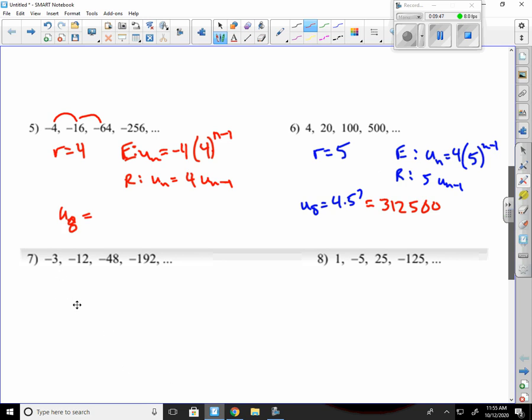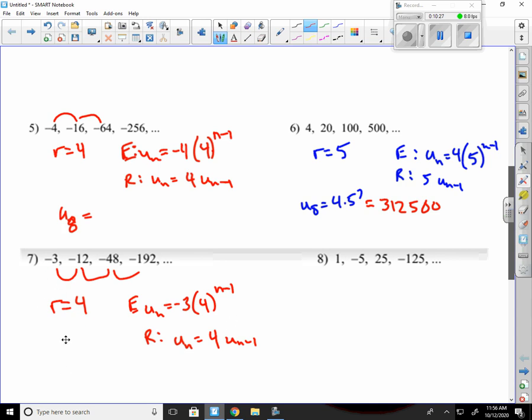Number 8, negative 3 times 4 gives me negative 12. Negative 12 times 4 is negative 48. Negative 48 times 4 is negative 192. Common ratio is 4. Explicit formula, u sub n equals negative 3 times 4 to the n minus 1. Recursive formula, u sub n equals 4, sorry, not negative 4, just 4 times u sub n minus 1.